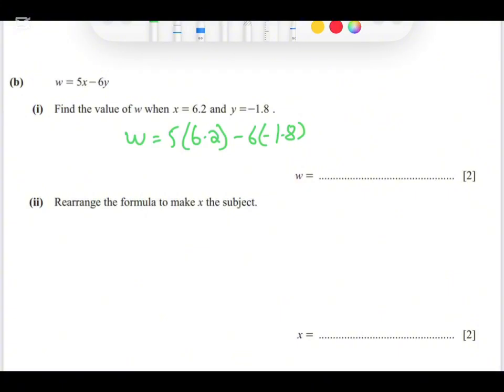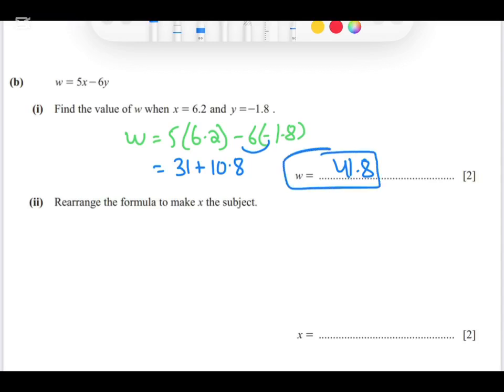Okay, so 5 multiplied by 6.2 will give us 31. I hope you know these multiplications I am going through. And then 6 multiplied by 1.8 will give me 10.8, and this negative will be positive, so 10.8. So the final answer will be 41.8. That's a simple answer.